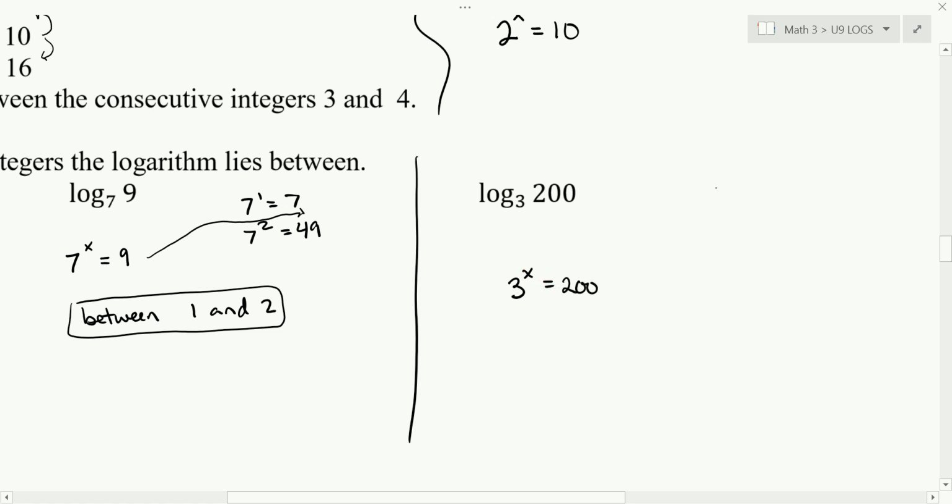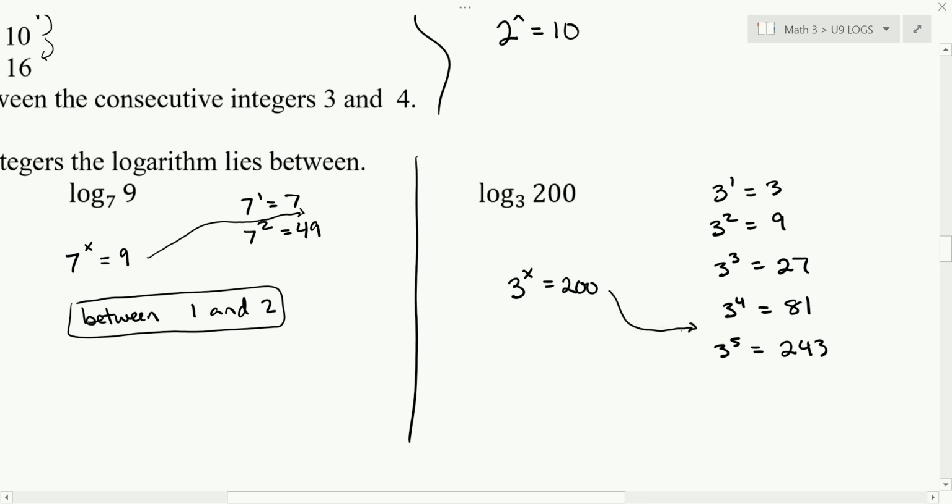And then log base 3 of 200, that's asking the question 3 to what power is 200? So we start listing our powers of 3. 3 to the 1 is 3. 3 squared is 9. 3 to the third is 27. 3 to the fourth is what? 81. 3 to the fifth is 243. And you could stop once you pass the number you were after, right? And so 200 is between 81 and 243. And so our answer is between what? Between 4 and 5.